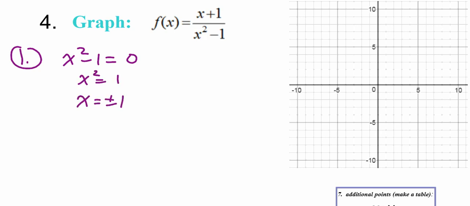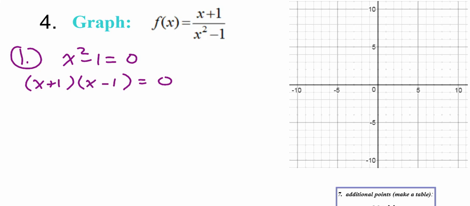There's nothing wrong doing that. But it's going to make me not see that actually one of these is not a vertical asymptote. So instead of doing it that way, I'm going to factor. It's a difference of two squares, right? So I'll have (x plus 1)(x minus 1), and so then I'll have x plus 1 equals 0, x minus 1 equals 0, so I'll have x equals negative 1 and x equals 1.